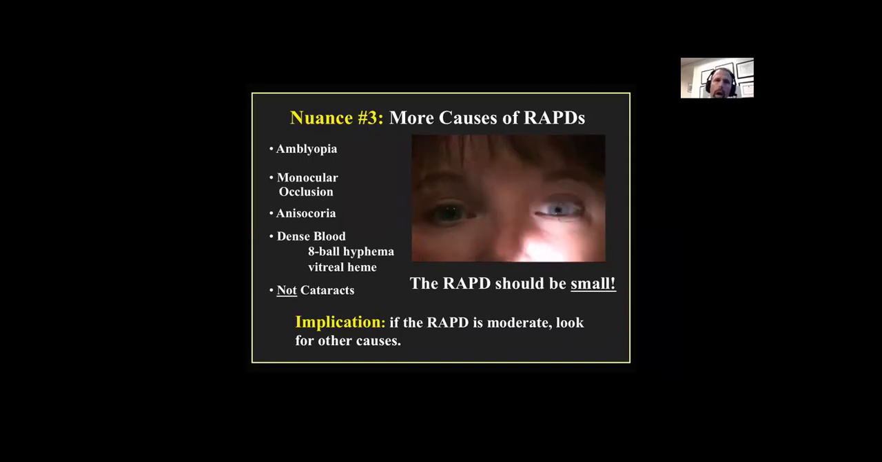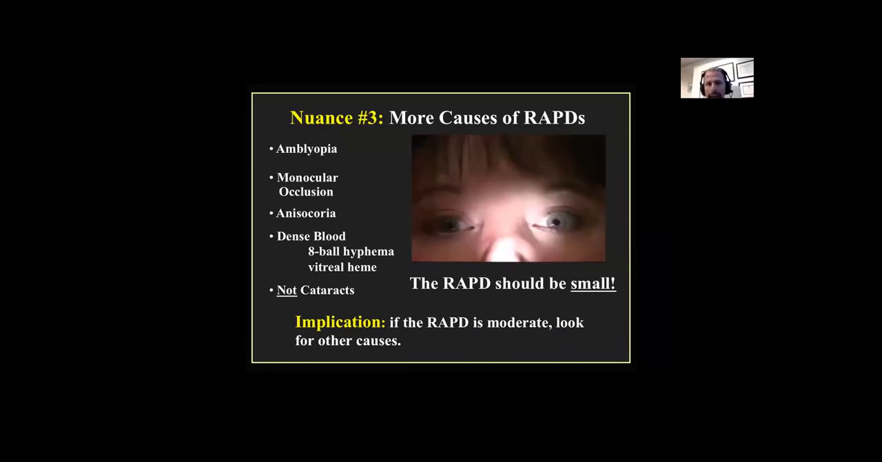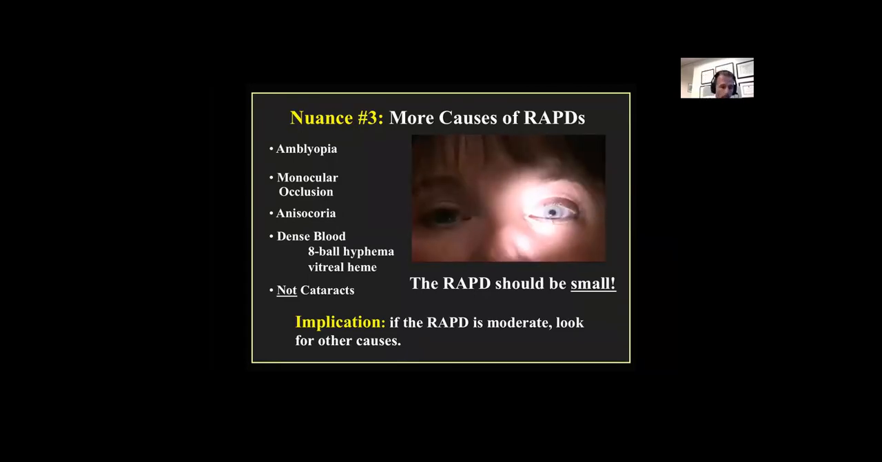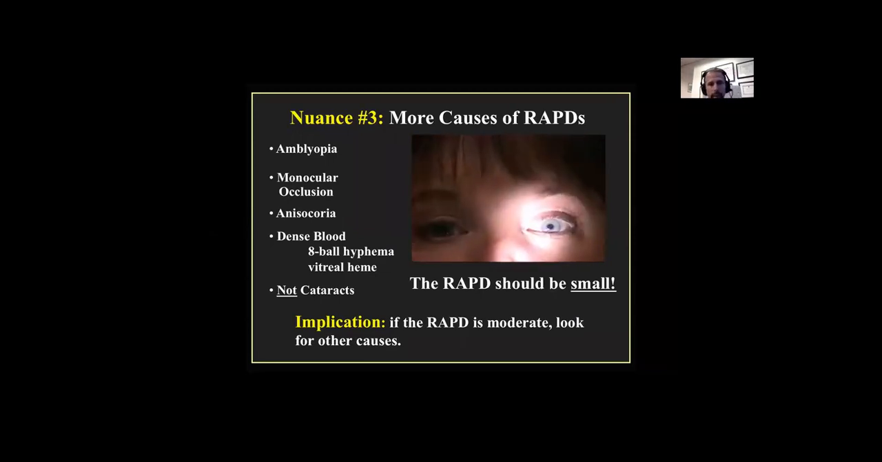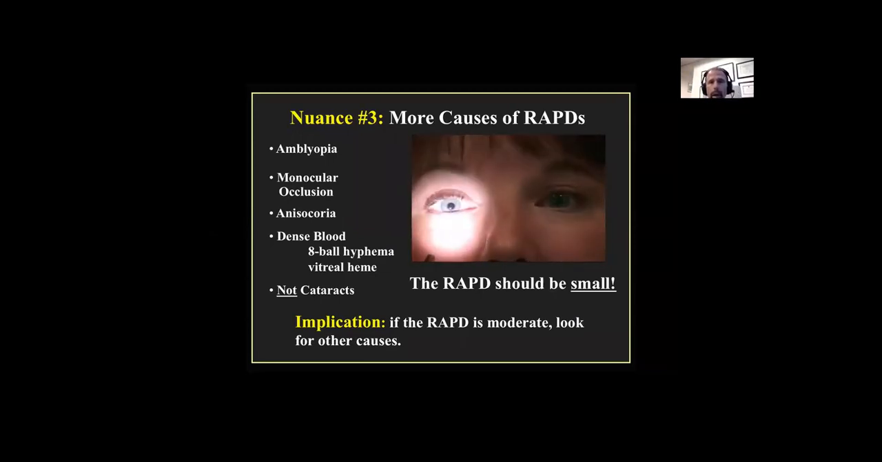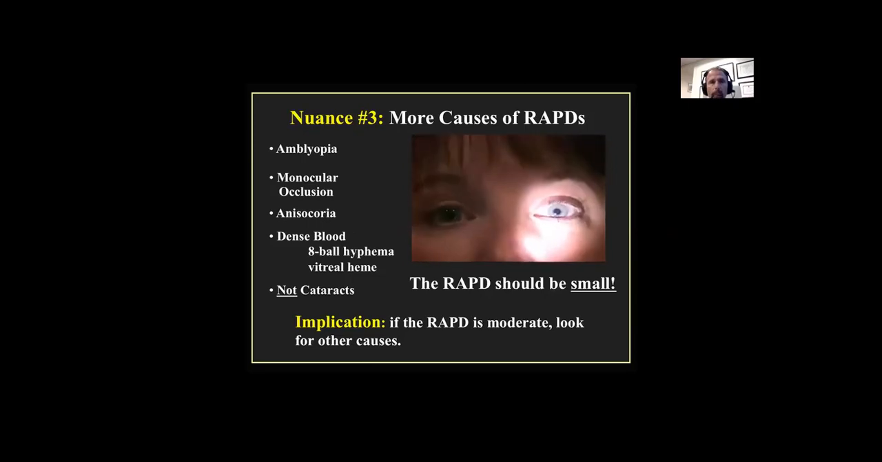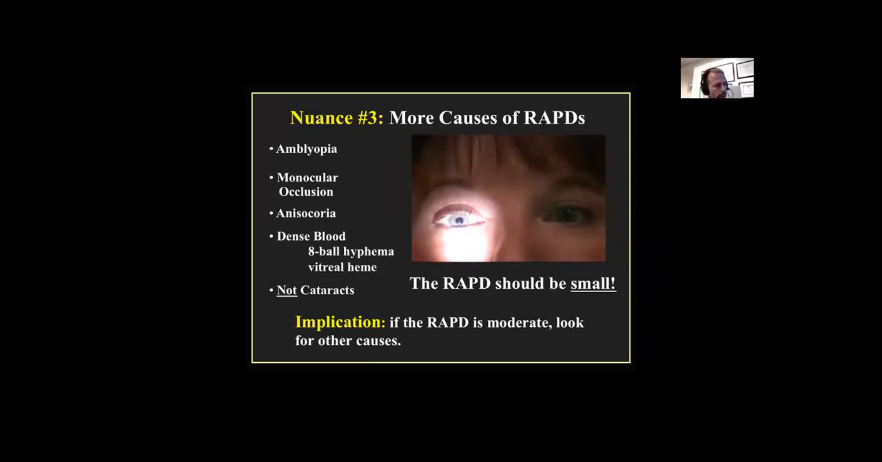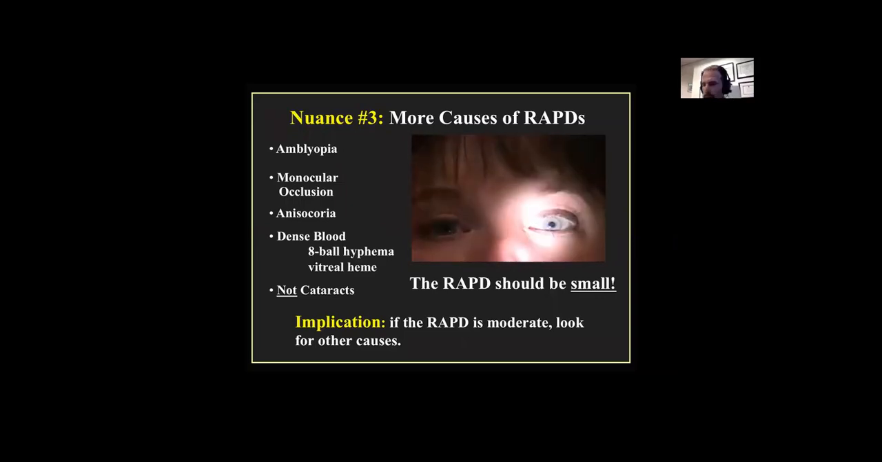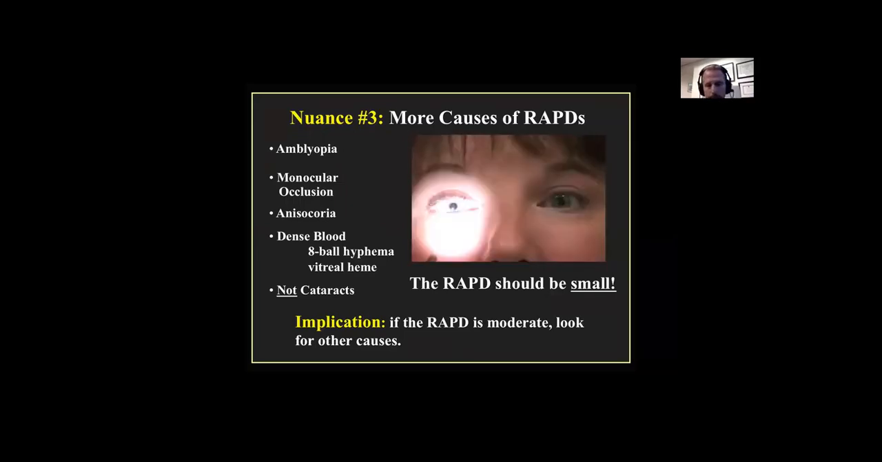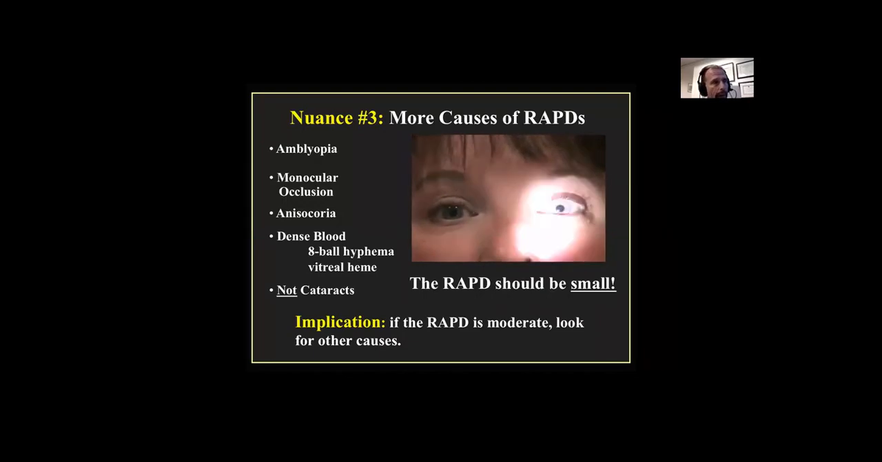So what about some more causes of relative afferent pupillary defects? Typically we think about optic nerve and maybe some big retinal problem. But there are some other things that might cause small relative afferent pupillary defects. So amblyopia can cause a small APD. Monocular occlusion, the classic story. My resident sees a patient of mine who's patching one eye because of double vision. They go in to see the patient. They ask the patient to take the patch off. They look at the pupils and they say, oh my gosh, Dr. Golnik missed a relative afferent pupillary defect in the other eye, in the good eye.